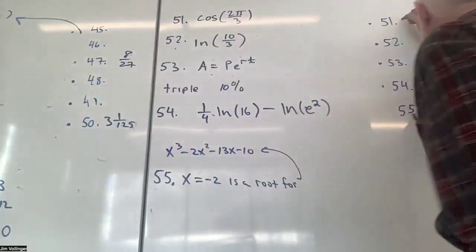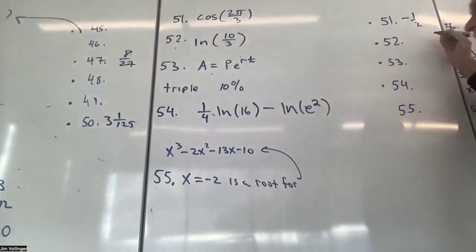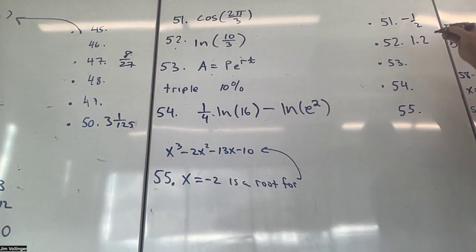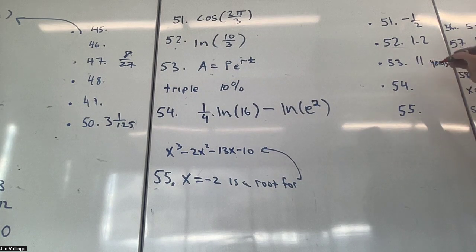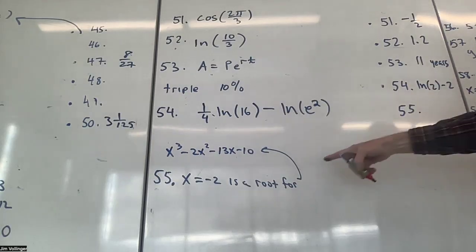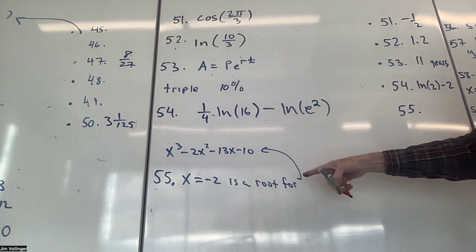That makes sense. I'm seeing that. I'm seeing that. I'm seeing 11 years. I'm seeing the ln of 2 minus 2. And then I'll do that one out. Okay, we'll save that for later.